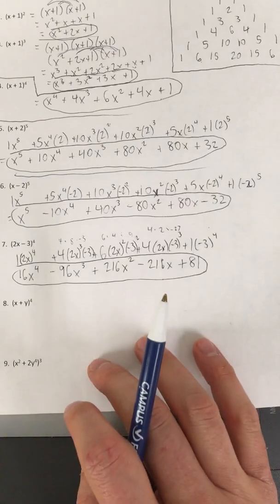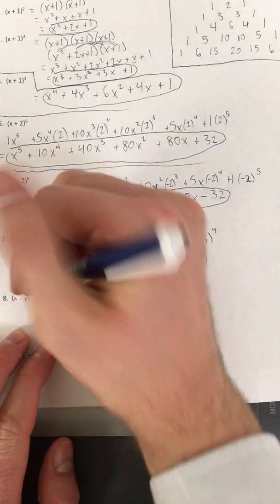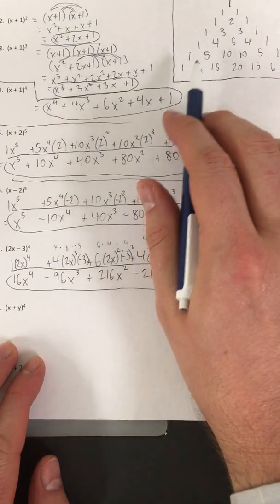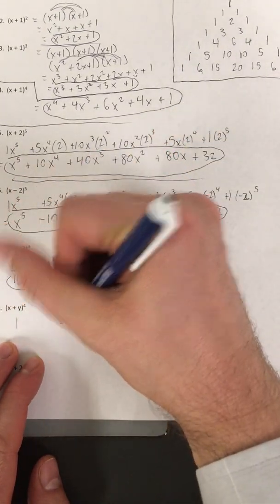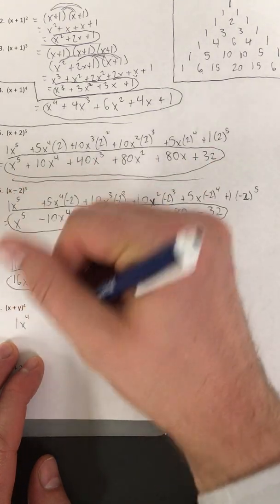All right, 2 other quick ones. This one, x and y, looks harder, but actually this one's pretty easy. It's to the 4th power, so let's use our 4th row. 1, 4, 6, 4, and 1. So that's going to be x to the 4th. Ooh, let me put my pluses.